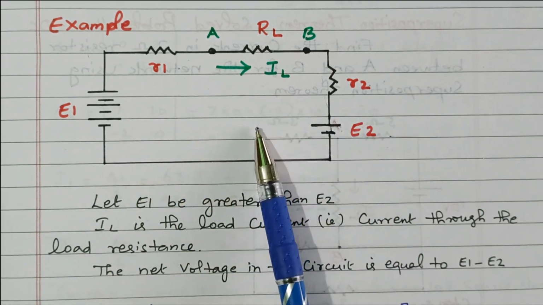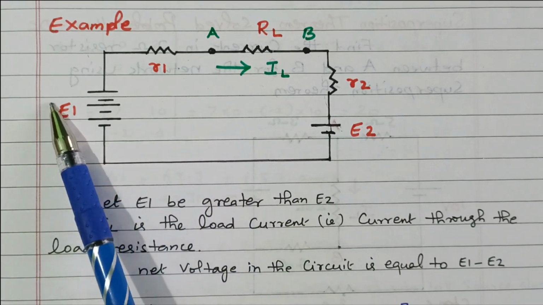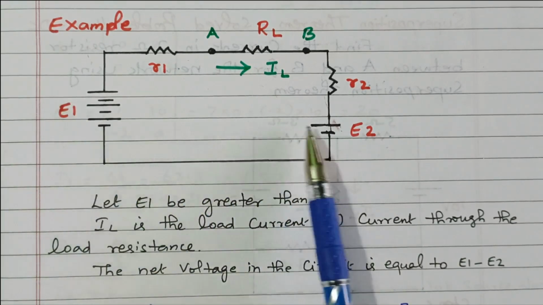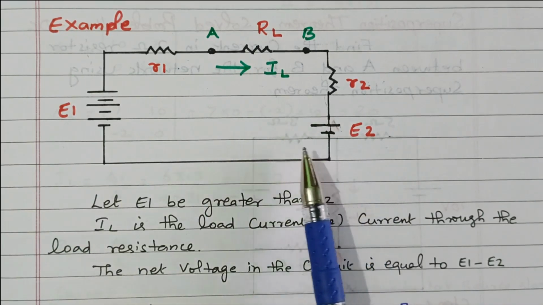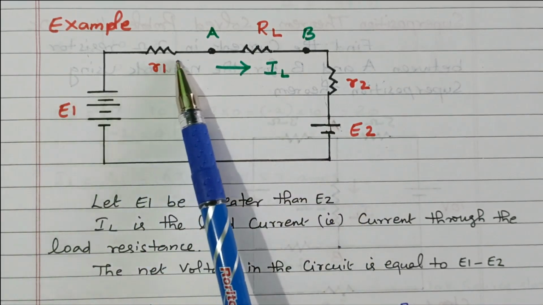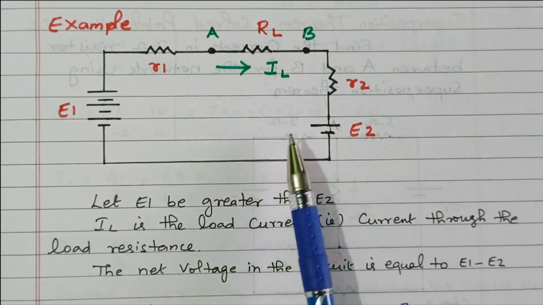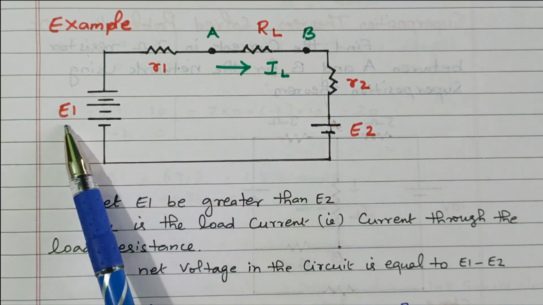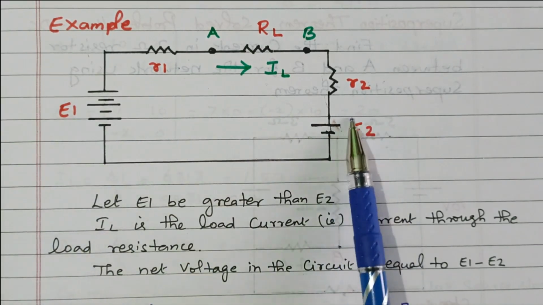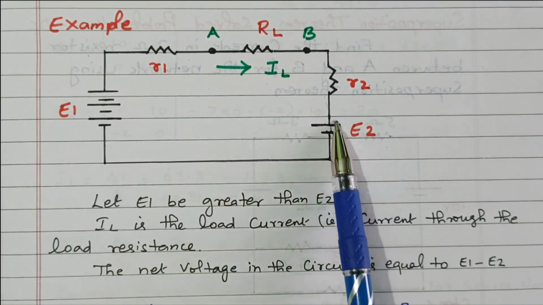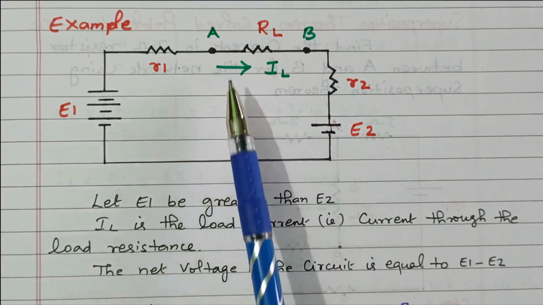So according to the superposition theorem, what we need to do? We need to consider only E1. E2 should be removed. Removed means short circuit. With only E1, we need to find the current flowing through RL. The second step, E1 is removed. That means short circuited. Only we need to consider E2. With that E2, we need to find the current flowing through RL.